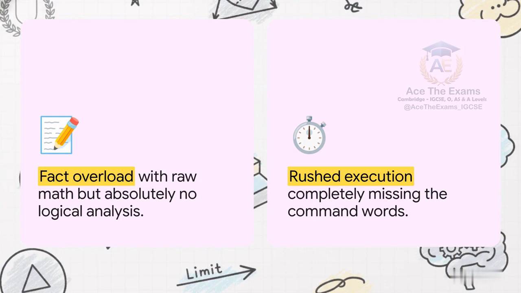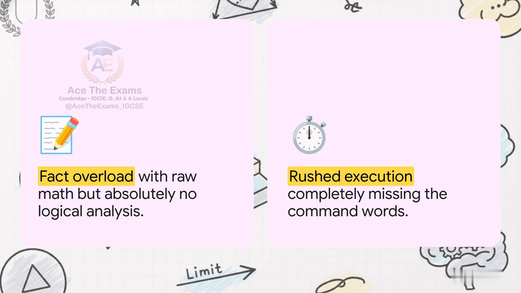Meet two struggling test takers, Alex and Sam. Honestly, we've all been an Alex or a Sam at some point. Both of them totally know how to differentiate, right? But on exam day, under that ticking clock, they completely miss the mark. Look on the left. Alex suffers from what I call fact overload, basically dumping raw math onto the page without any logical analysis. Alex found the first derivative, set it to 0, found the second derivative, and then just wrote down this chaotic list of numbers.